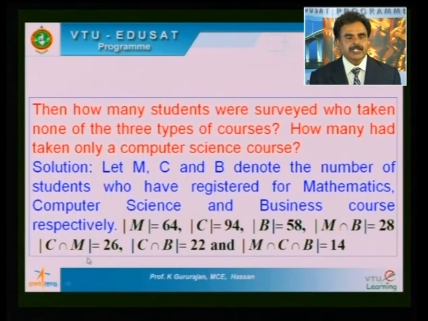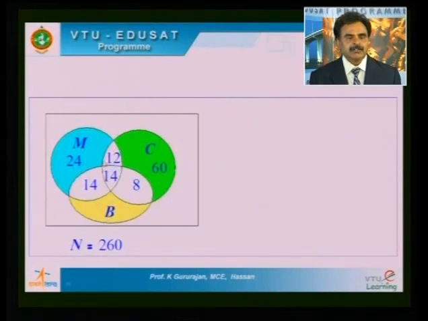Now we are given that 26 students have studied maths and computer science. This is the portion common to maths and computer science. So totally it is 26. Already I have written 14 here, so therefore I will write the number 12 here.